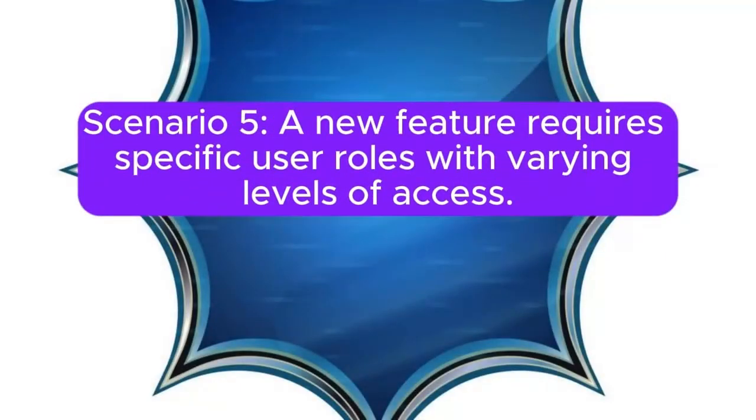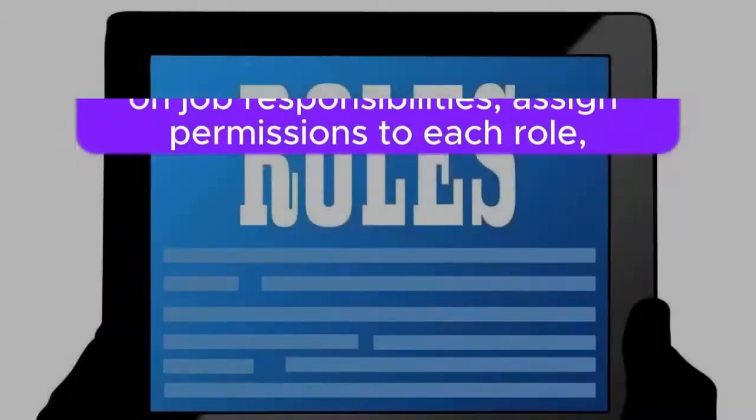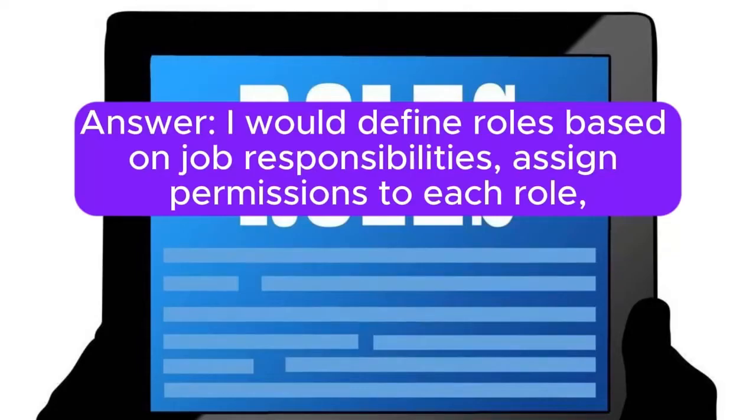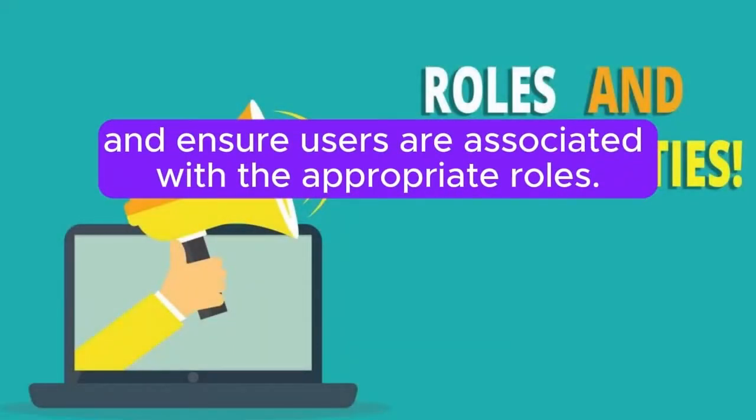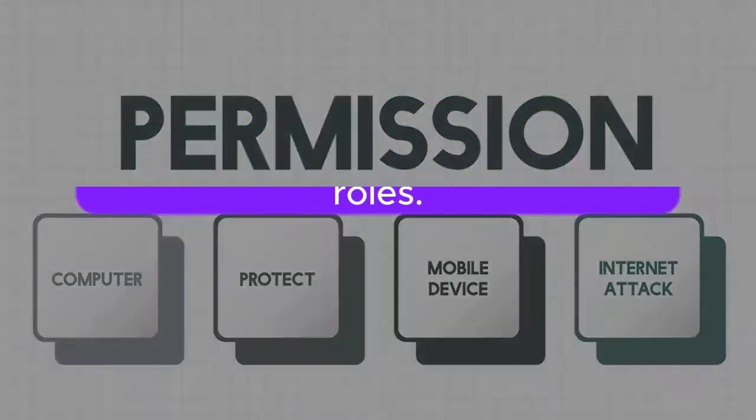Scenario 5: a new feature requires specific user roles with varying levels of access. How would you implement role-based access control (RBAC)? Answer: I would define roles based on job responsibilities, assign permissions to each role, and ensure users are associated with the appropriate roles. RBAC ensures that users only have the permissions necessary for their roles.